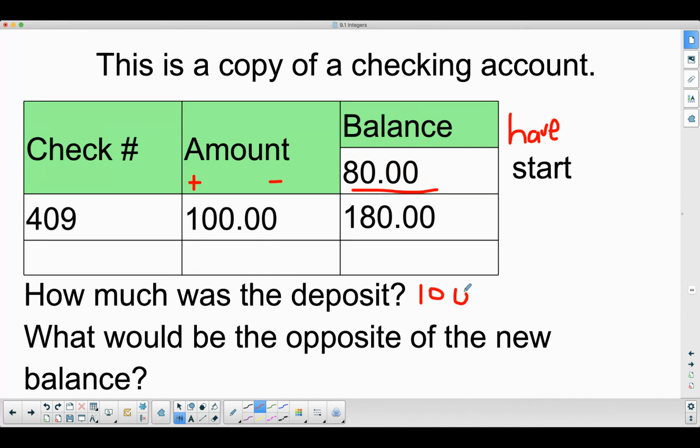Then it asks us, what would the opposite of the new balance be? Well, the new balance is 180. So the opposite of 180 would be -180.